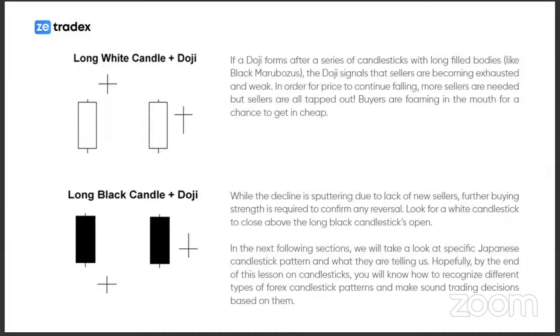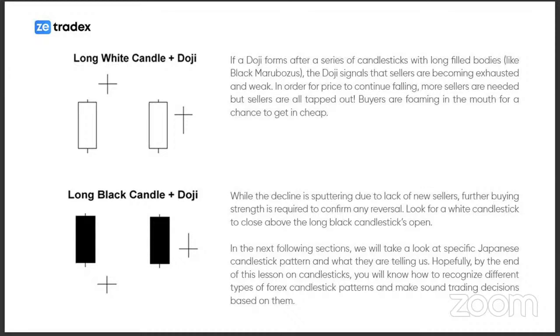Yeah, very importantly, we have what we call the long white candle plus doji. Now, we are gradually moving into dual candlestick patterns. If a doji forms from a series of candlesticks with long filled bodies like the black Marubozus, the doji signals that sellers are becoming exhausted and weak. And in order for price to continue falling, more sellers are needed, but sellers are all tapped out.